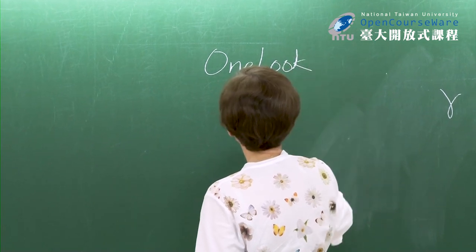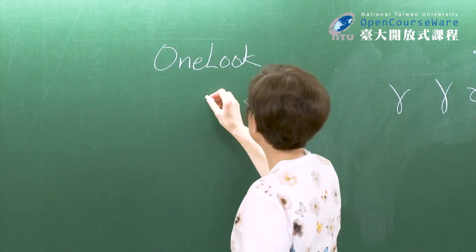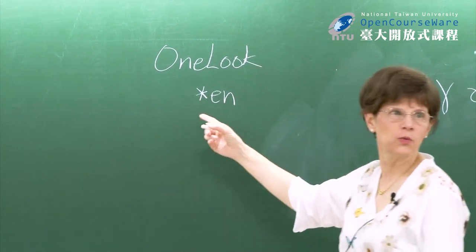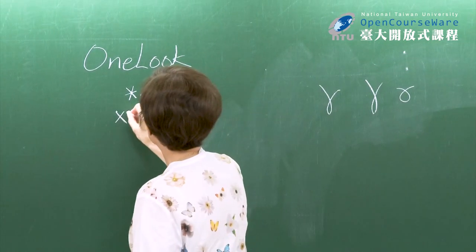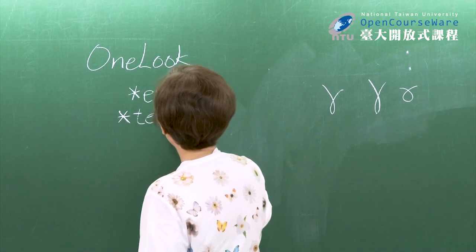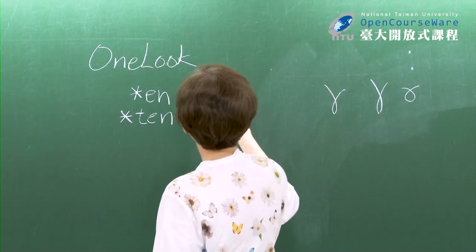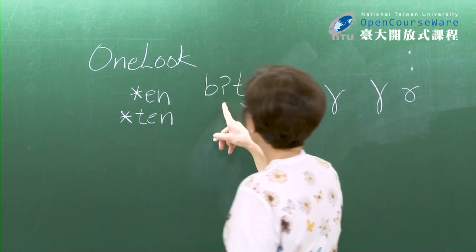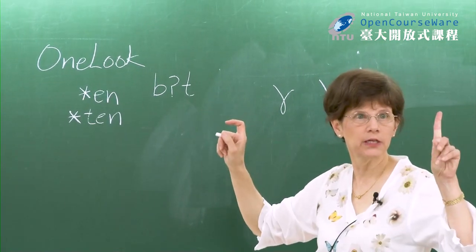Because in the OneLook Dictionary, if you're looking for a word, for example, that ends in en, you can just use an asterisk, then en. All the words that end in en, you'll find it that way. Or maybe you want words that end in t-e-n. Or maybe you just want all of the words that start with B and end with T and have one letter between them. Just put a question mark. Question mark is one character.